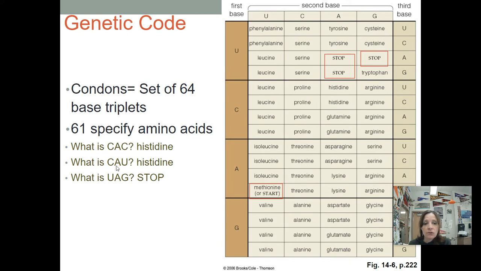Okay. Now, if you notice, CAU is also histidine. So if this last nucleotide was mutated, it wouldn't have any effect because it would be the same amino acid. Now, UAG is the stop codon I was just talking about. So if that comes up, then the ribosomes separate and you're done making your protein.